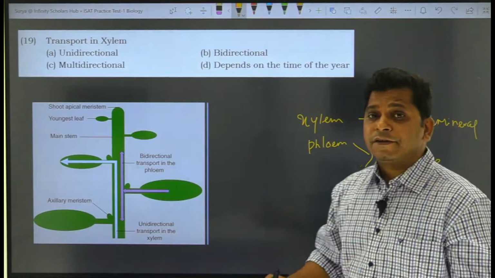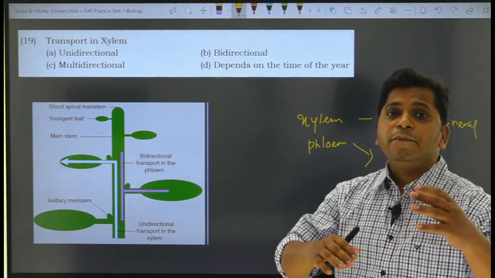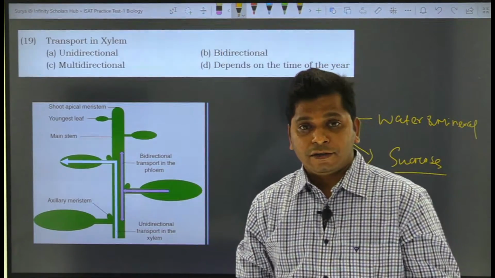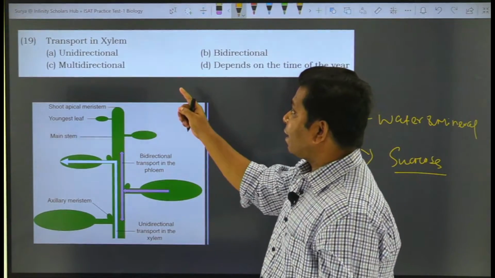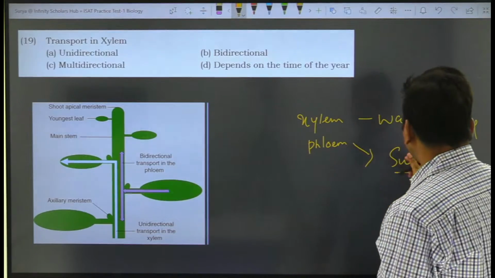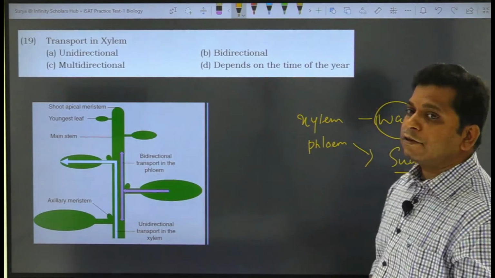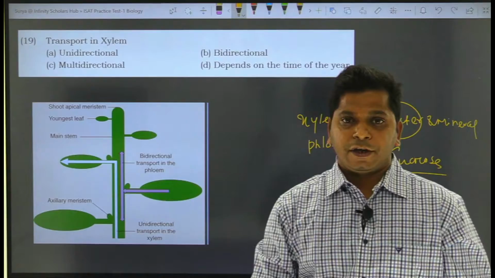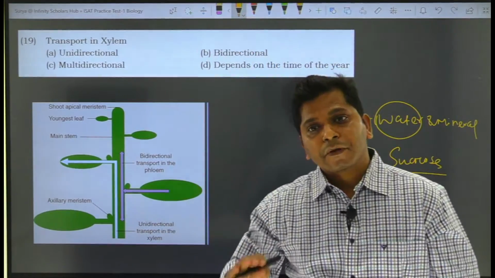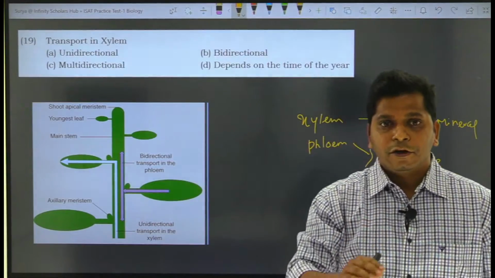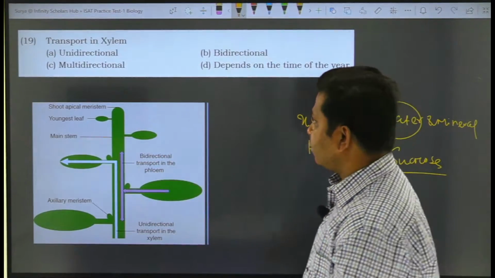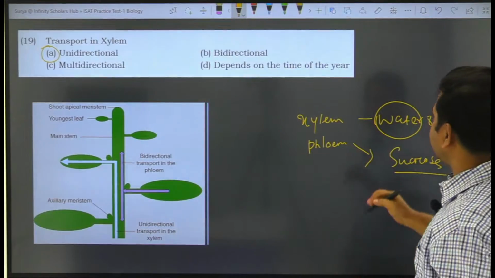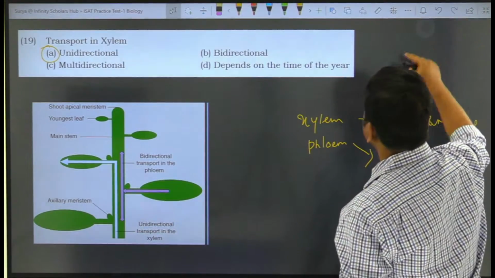But the food material actually can be transported in both directions. It can go upward as well as downward, okay, depending where the food material is required. But the question here is asked, okay, transport in xylem, because xylem conducts water and water transport is always unidirectional, because the water potential is higher in the soil, and it is lower in the leaf surface, and water always moves from its higher potential to lower potential. So therefore transport is going to be unidirectional through xylem vessels. Okay. So let's look at the next question.